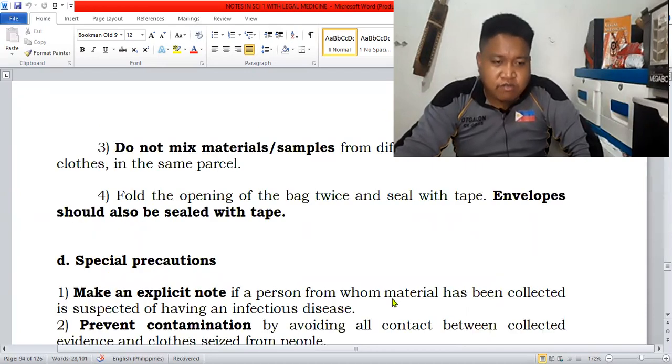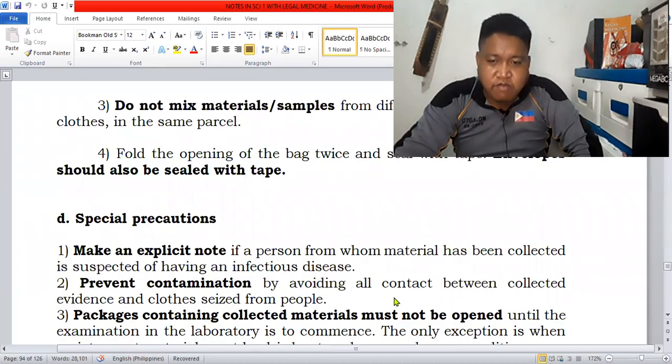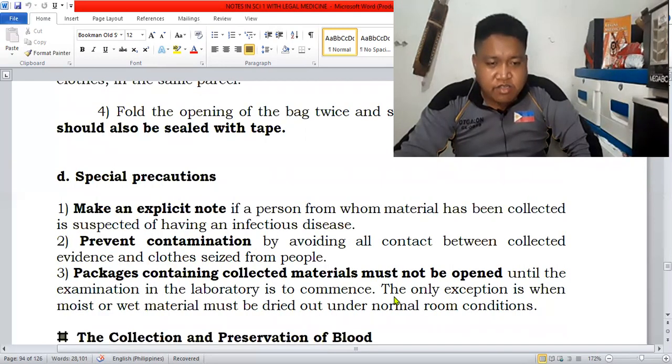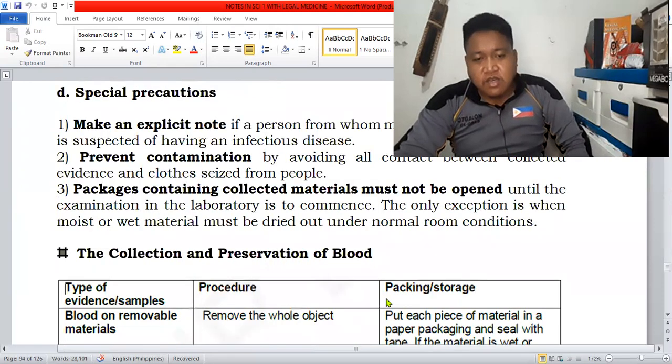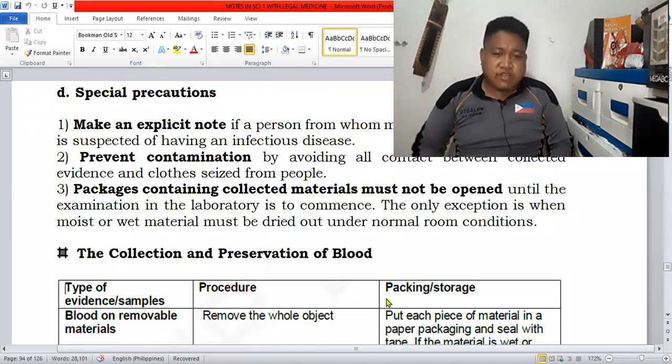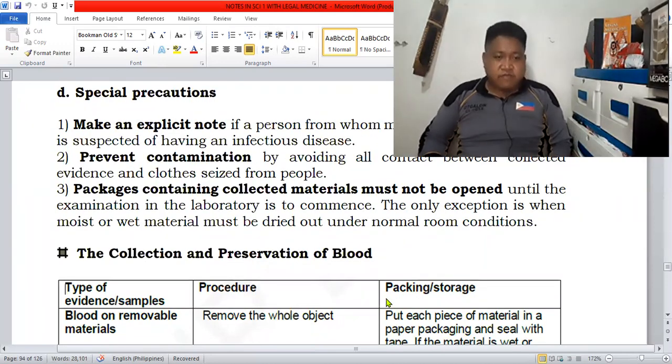Special precautions. Make an explicit note if a person from whom material has been collected is suspected of having an infectious disease. Prevent contamination by avoiding all contact between collected evidence and clothes seized from people. Packages containing collected materials must not be opened until examination in the laboratory is to commence. The only exception is when moist or wet material must be dried under normal room conditions. And this is the procedure on the collection and preservation of blood.